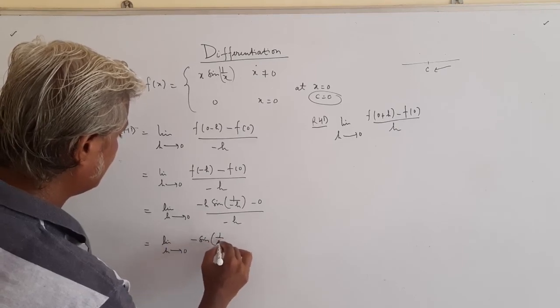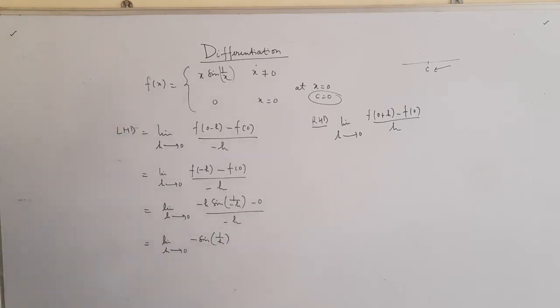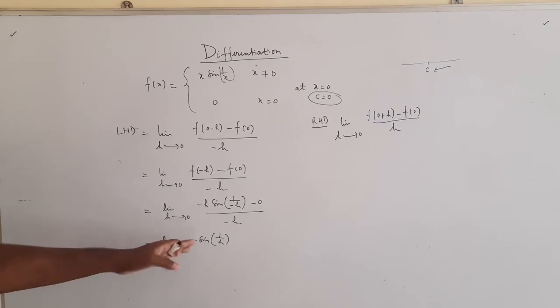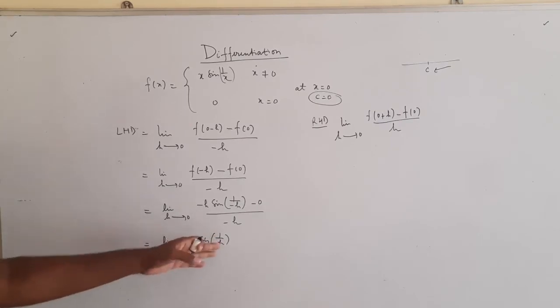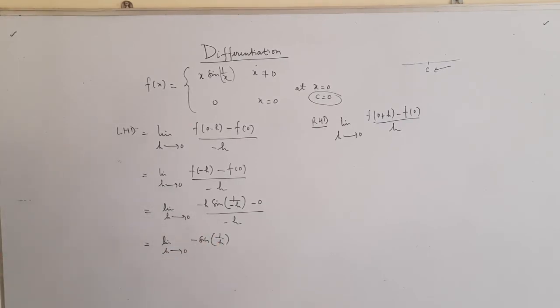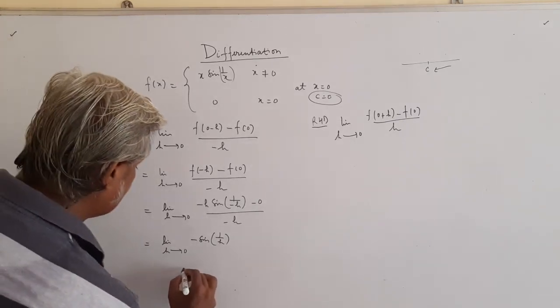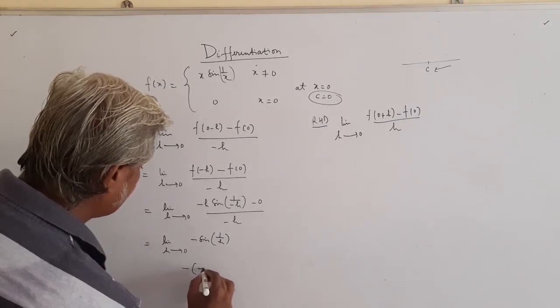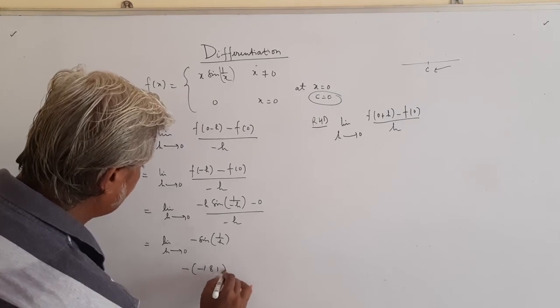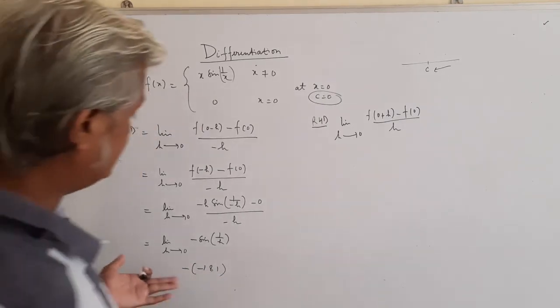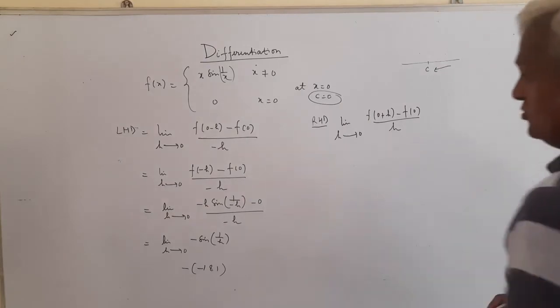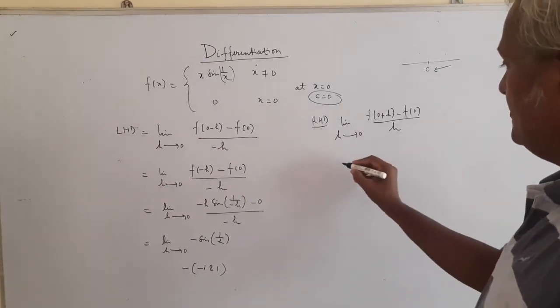You'll get minus 1 over h, and h is cancelled. Now this is sine of 1 over h. Now you know that sine gives you a value anything between minus 1 and 1, and say this is minus anything fluctuating between minus 1 and 1. So this is precisely not any value. Now just let me check this one also.